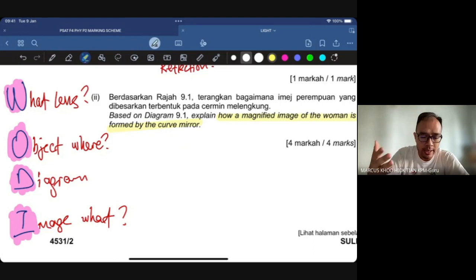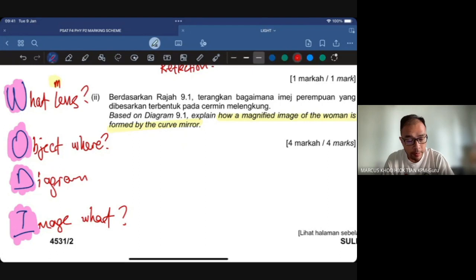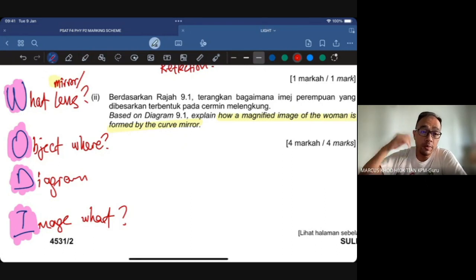I think you can use this for both lens and mirror. So to help you, you can use the Woody method, WODI. The first point is to talk about what mirror or what lens you're using. The second point is where is the object. Is the object less than the focal length, or more than the focal length? Generally, these two places.